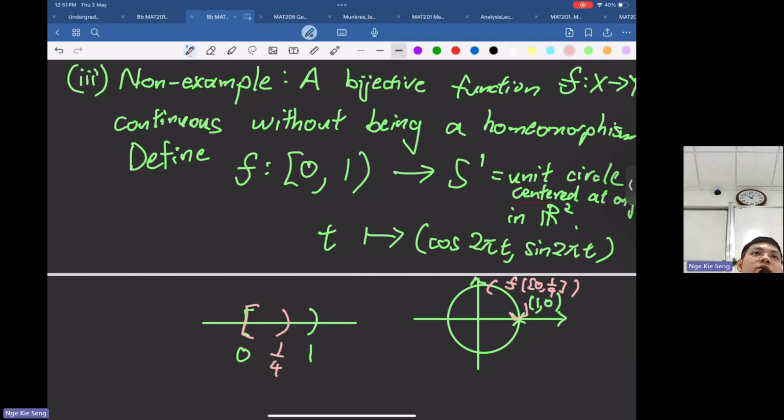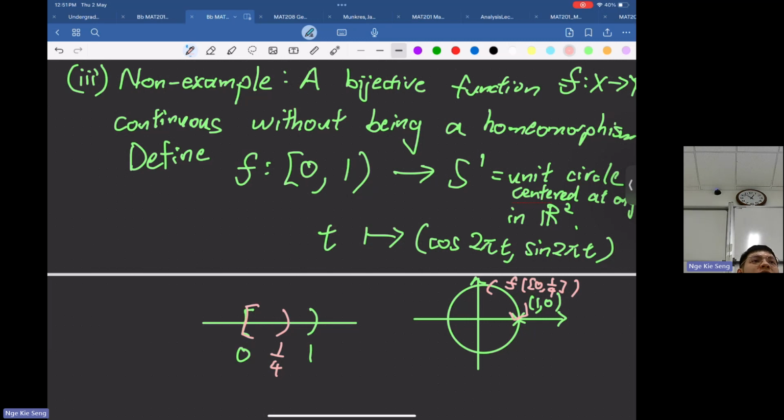So to be open in this codomain, what do you need to show? This is a subspace of R2. So you need to consider the subspace topology of R2. You need to ask yourself whether this image here is an intersection of S1 with some open set of R2. Is it an intersection of an open set of R2 with S1?